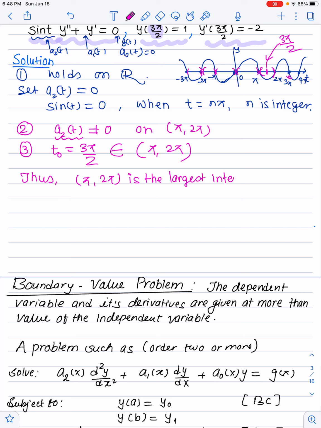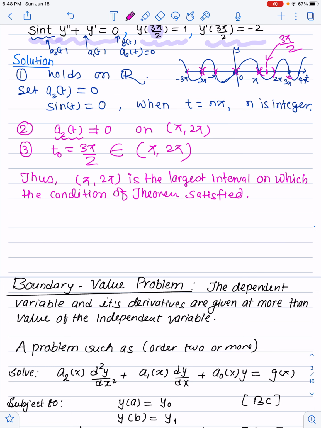interval on which the condition of the theorem is satisfied. So therefore pi to 2 pi is the largest interval, or you can say the interval of solution, where the solution exists and is unique.